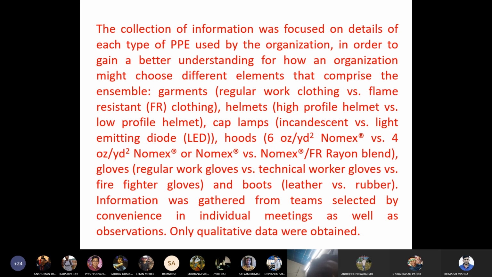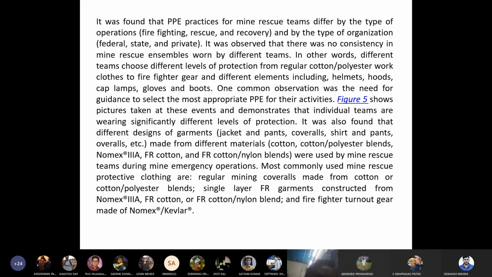So only qualitative data were obtained from the field observations. What did the researchers find? It was found that personal protective practices for mine rescue teams differ by the type of operations, whether firefighting, rescue operation, or recovery operation.